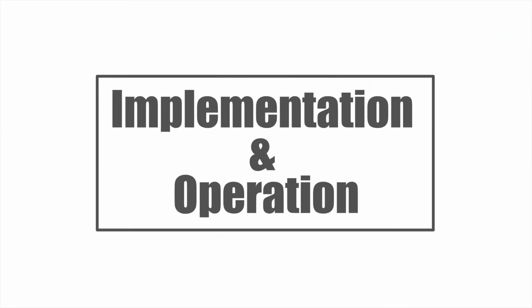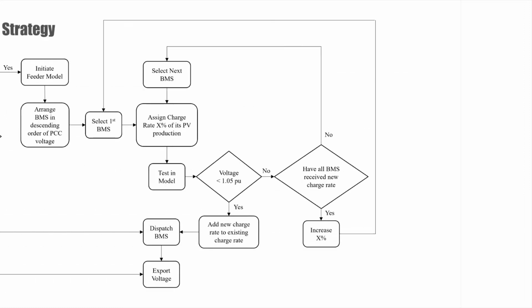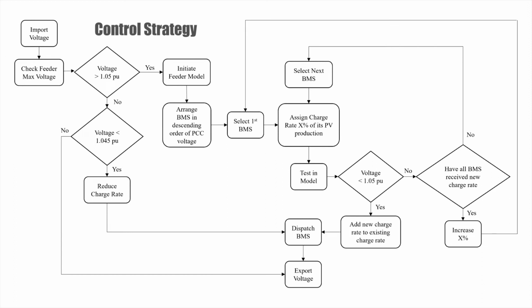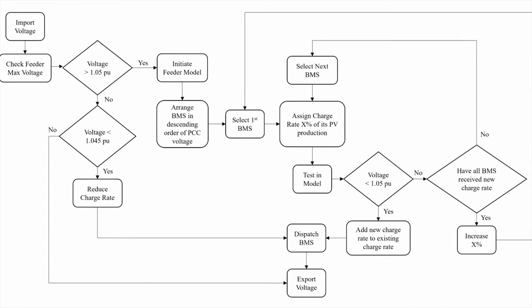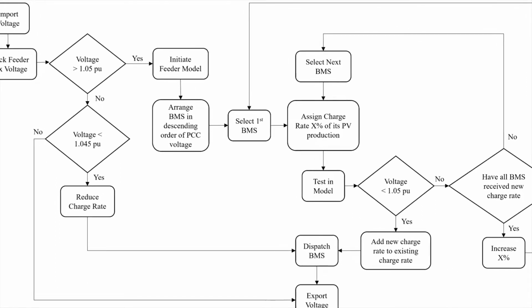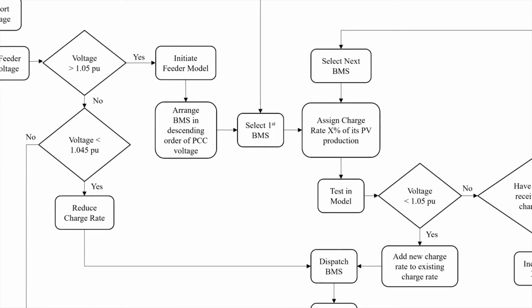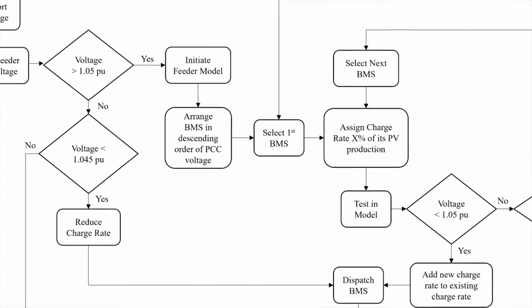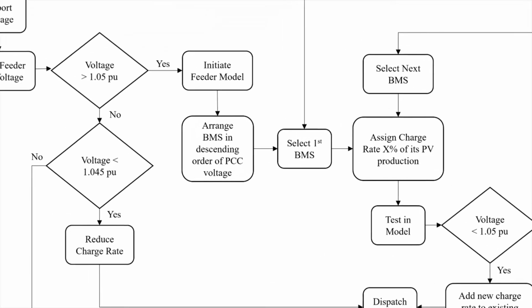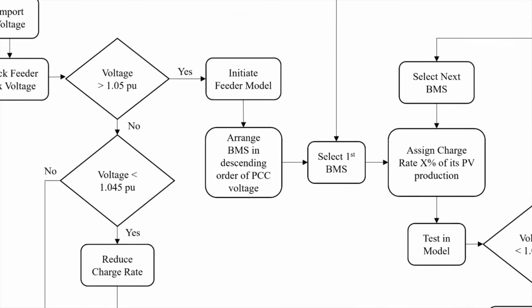The operation and control strategy of the battery management system. Our implementation has mainly two parts, which are the central control unit and the battery management unit. Central control works as the brain of the system, deciding how each battery management system, BMS, should be dispatched. Shown are the control steps taken by the central control algorithm to mitigate voltage violation occurring in the feeder.